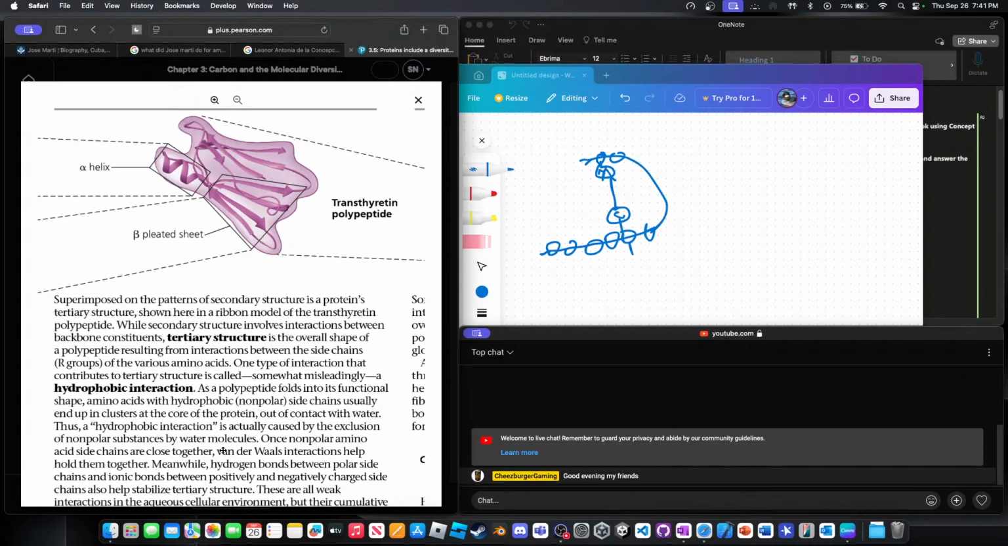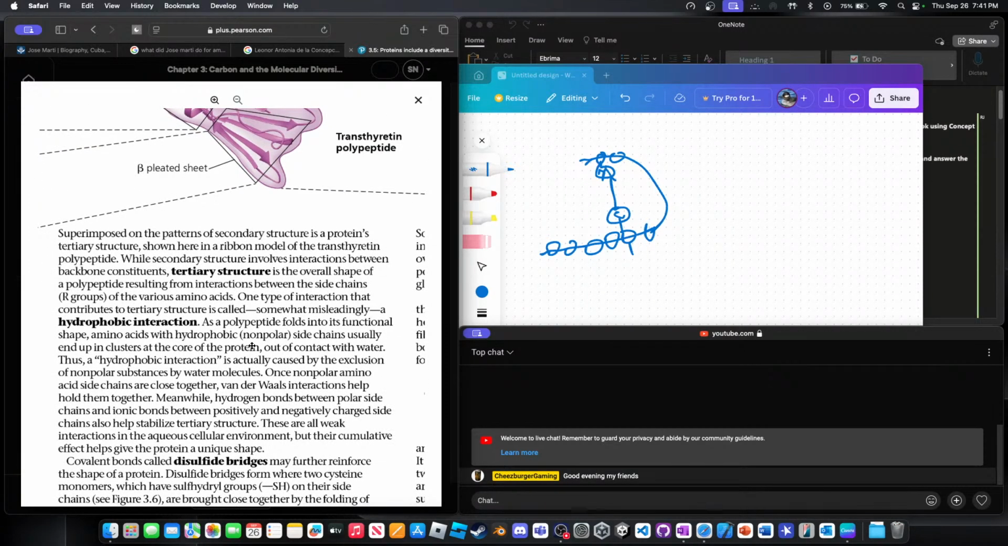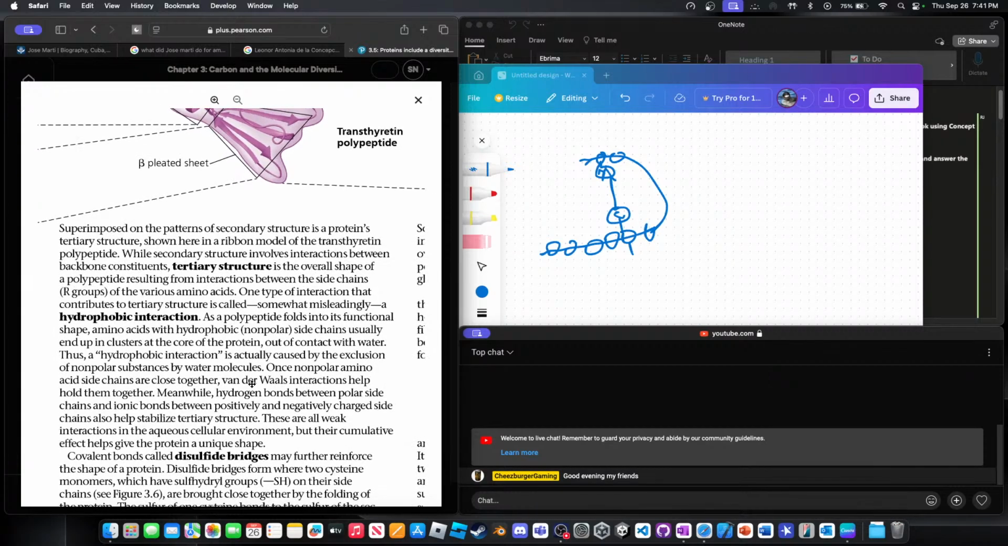help hold them together. Meanwhile, hydrogen bonds between polar side chains and ionic bonds between positively and negatively charged side chains also help stabilize tertiary structure. These are all weak interactions in the aqueous cellular environment, but their cumulative effect gives the protein a unique shape.